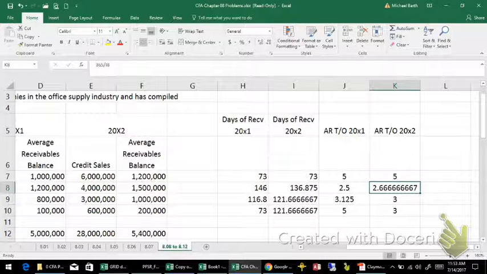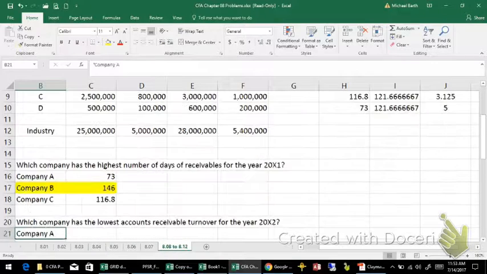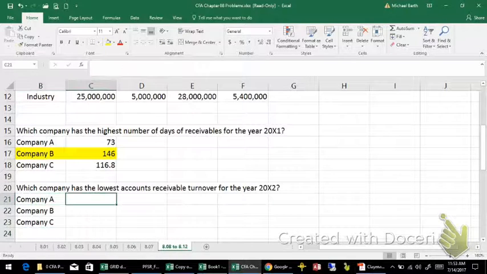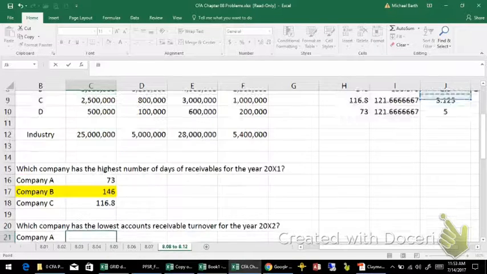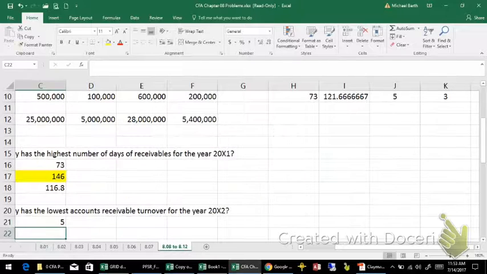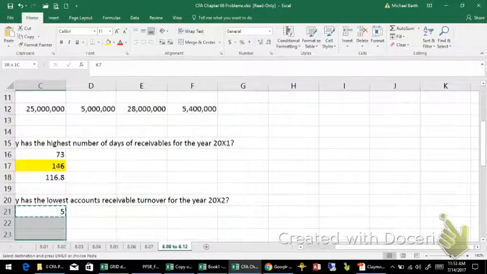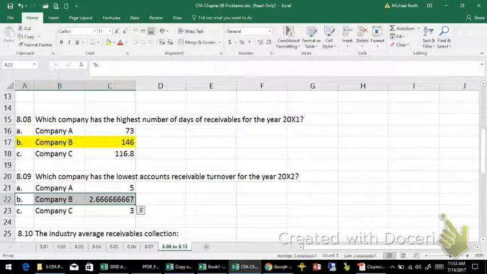Alright, we're looking for the lowest one in 2000x2, and we're looking at companies A, B, and C. You wonder why there's a D in here. Alright, so A, B, and C. But we would have already known that because there's a relationship.